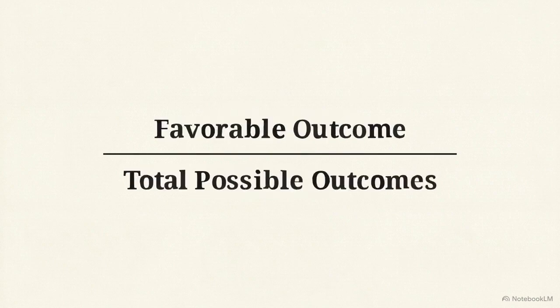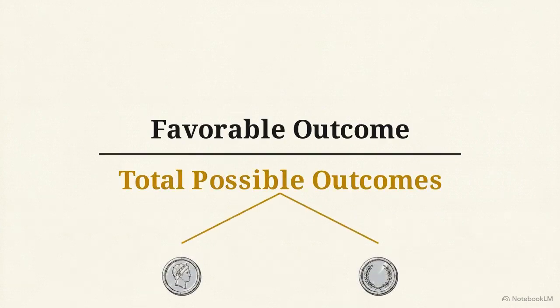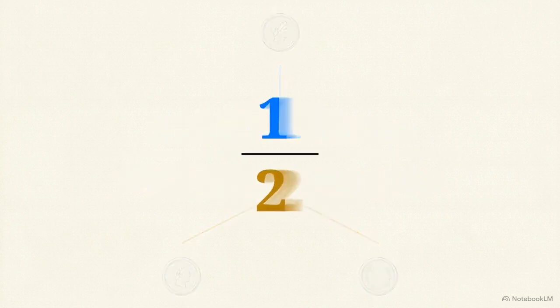In math terms, the top is called the favorable outcome, and the bottom is the total possible outcomes. Think of the bottom number as the big picture, every single scenario that could happen. For a coin, that's just 2, heads or tails. The top number is much more specific. It's the one winning result you're looking for. Since a coin only has 1 head, your fraction is 1 over 2.